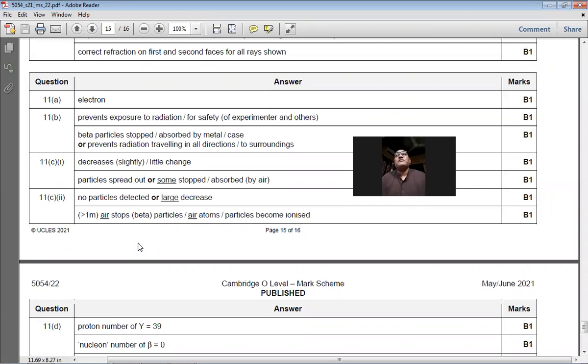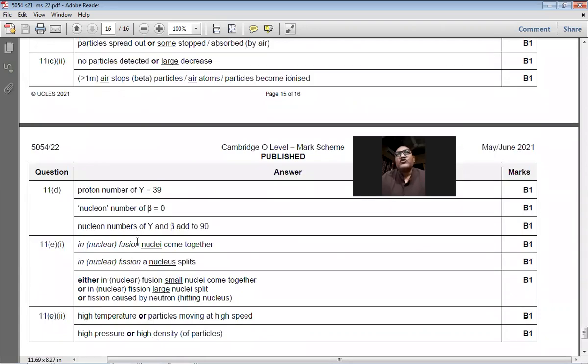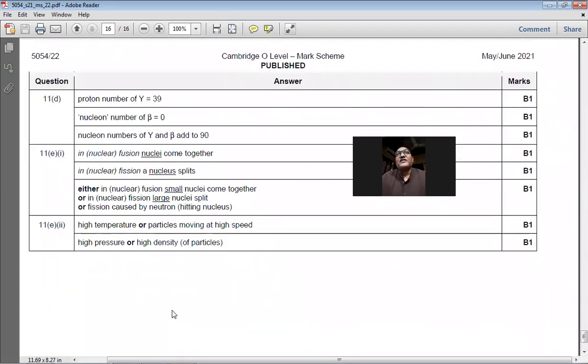It's very, very important to always check your answers from the marking scheme. It's very important to read the marking scheme. Each and every sentence of the marking scheme you should be reading. So you can pause the video and have a look at the answers given in the marking scheme for question number 11.